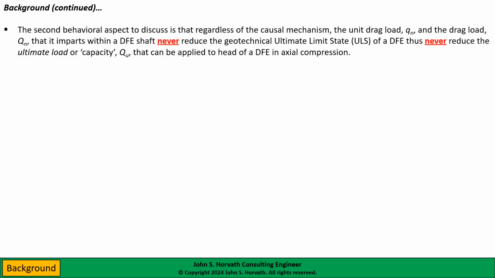Now, the second behavioral aspect I want to discuss, perhaps even more important than the first, is that regardless of the causal mechanism, the unit drag load and the drag load that it imparts within a DFE shaft never, and I can't emphasize never too much, reduce the geotechnical ultimate limit state, ULS, or failure load, if you will, of a DFE, and thus never reduce the ultimate load or capacity, if you want to call it colloquially, that can be applied to the head of a DFE in axial compression.